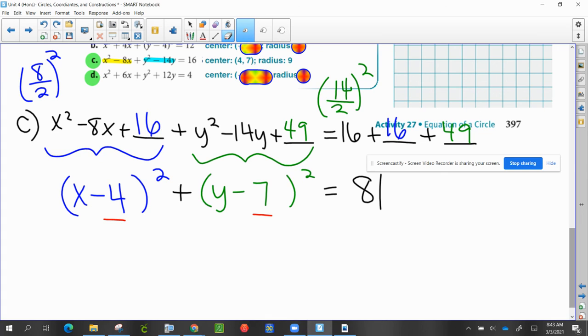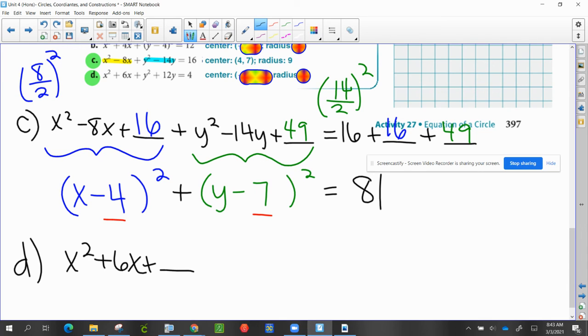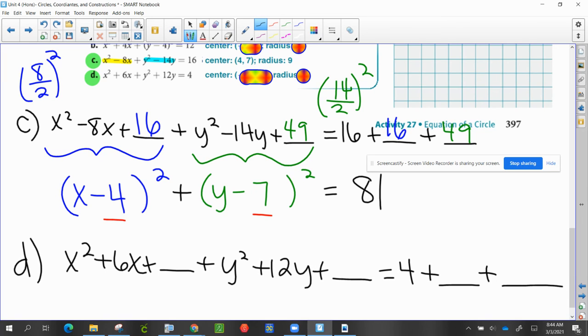Okay, you have x squared plus 6x. So again, set it up. I'll help you guys start it. So we have x squared plus 6x plus a blank. Then we have our y's, y squared plus 12y plus a blank equal to 4, and then balance out your equation. So plus blank plus blank.